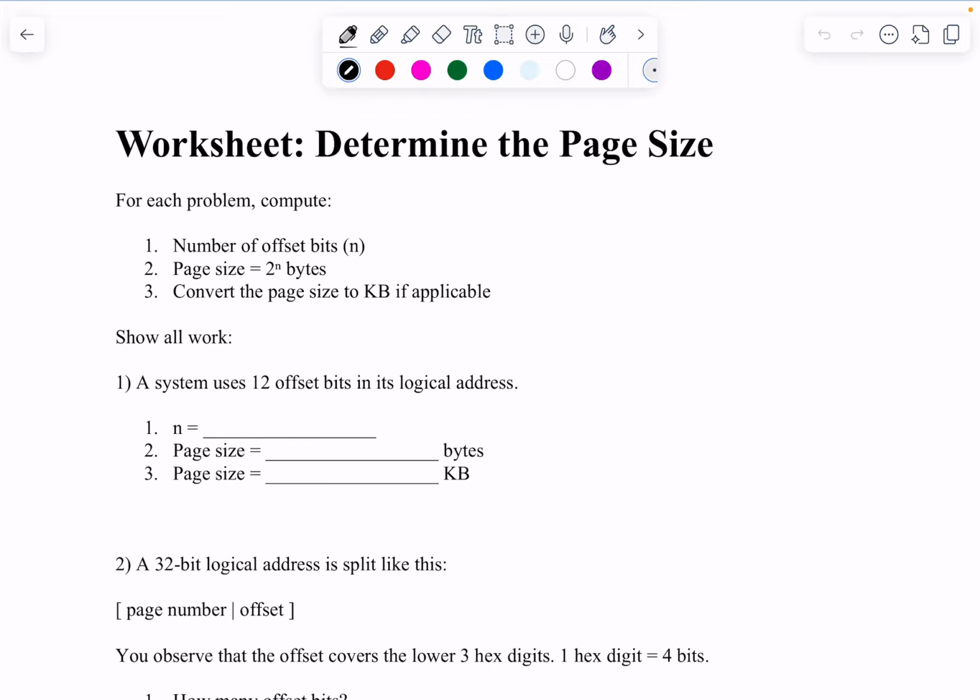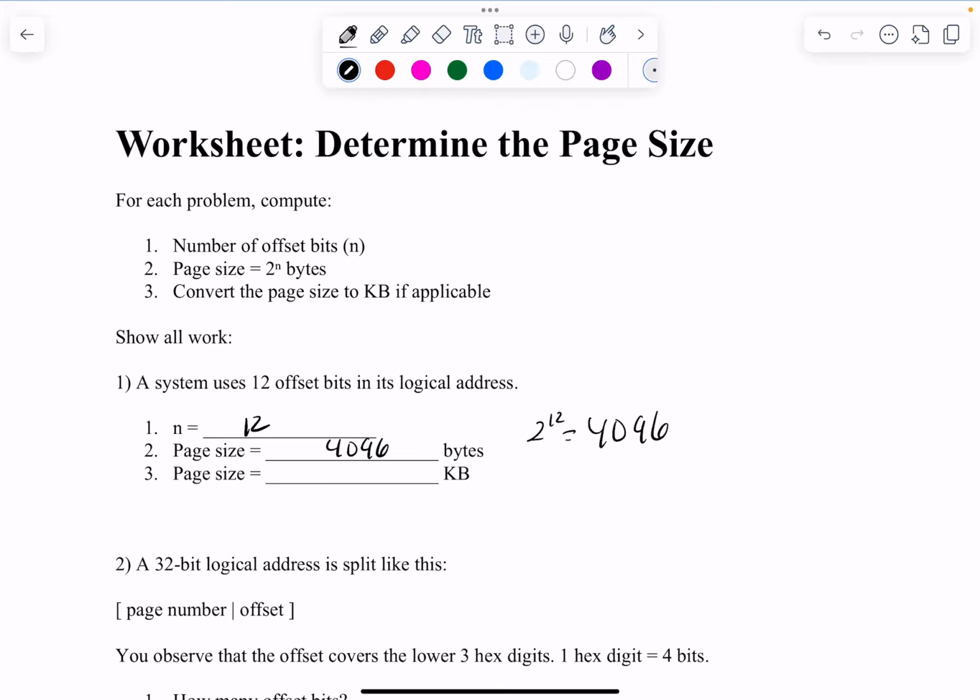So the first one is a system uses 12 offset bits in its logical address. Again, this already tells us that N is going to be 12. And if we want to know the page size, we're just going to take that 2 to the power n. So that's going to be 2 to the 12, and that's going to come down to 4096 bytes.